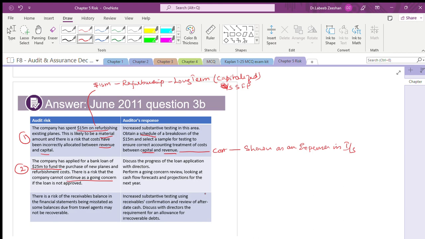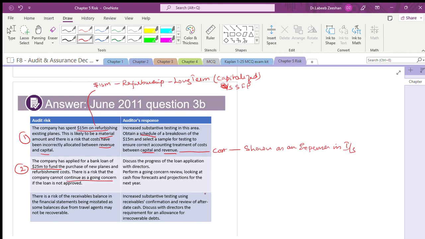These are the techniques of answering the question paper. The moment you find any issue with receivables, any issue with cash, the next moment you think about going concern, whether the company will be there next year or not. That is the most specific one. If the loan is not approved, definitely what will happen? You cannot be in a position to buy the aircraft also.